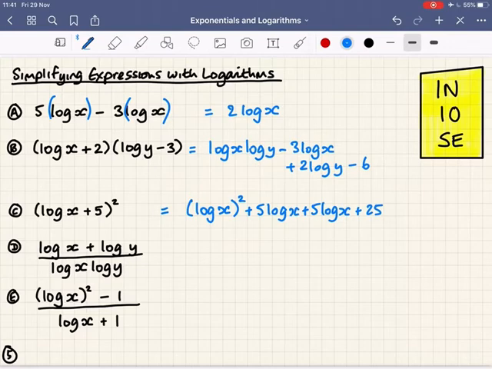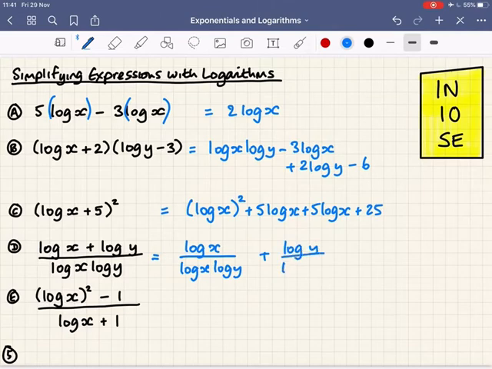In this fourth example, D, I've got a fraction. What I can do here is split this into 2 to make simplifying possible. I can make that equal to log x over log x plus log y over log x... log y plus log y.